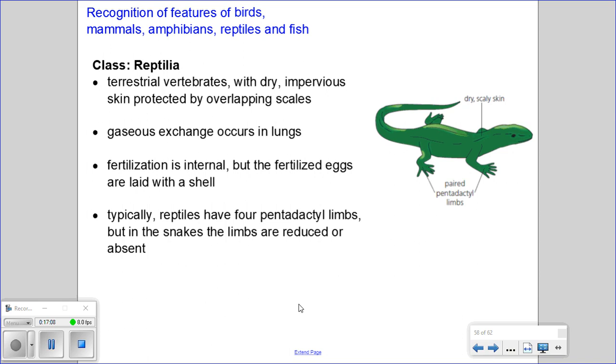In the reptilia, the main features include, at least the terrestrial reptilia will have dry, impervious skin protected by overlapping scales. They have lungs for gaseous exchange. Fertilization is internal, but the fertilized eggs are laid with a shell. Typically, reptiles have four pentadactyl limbs, but in snakes, the limbs are reduced or absent.